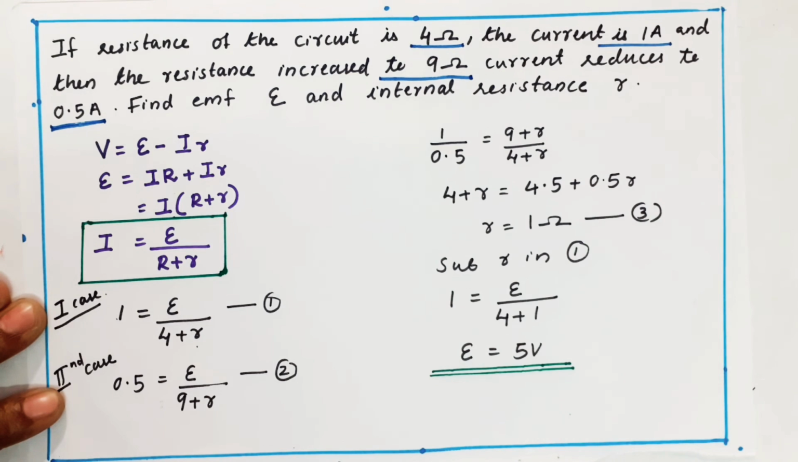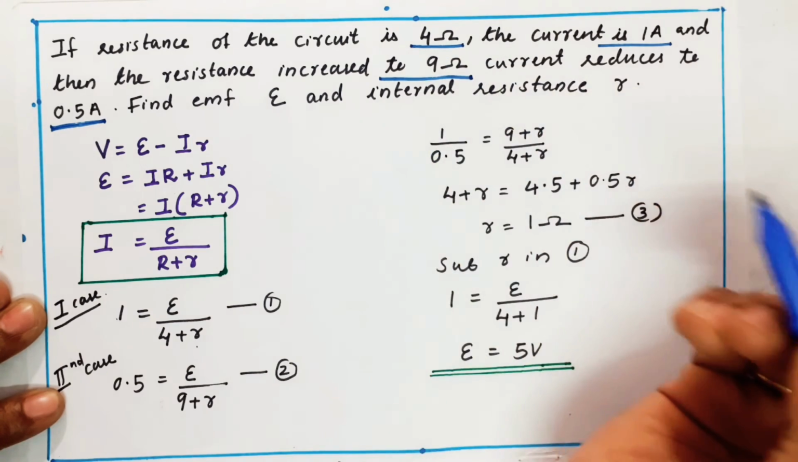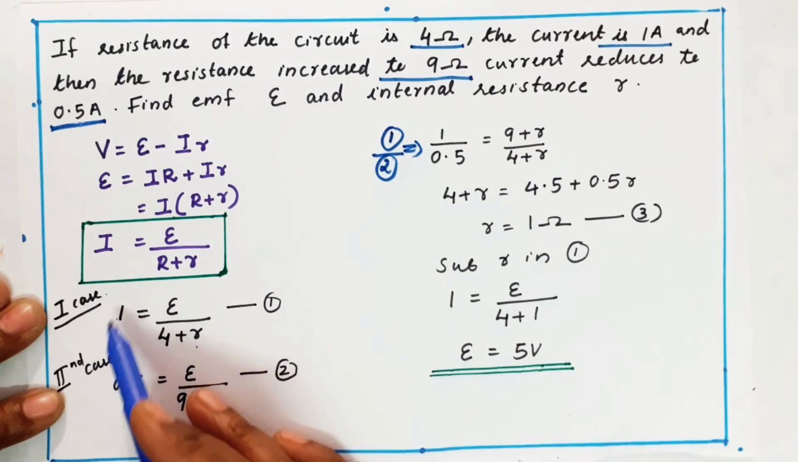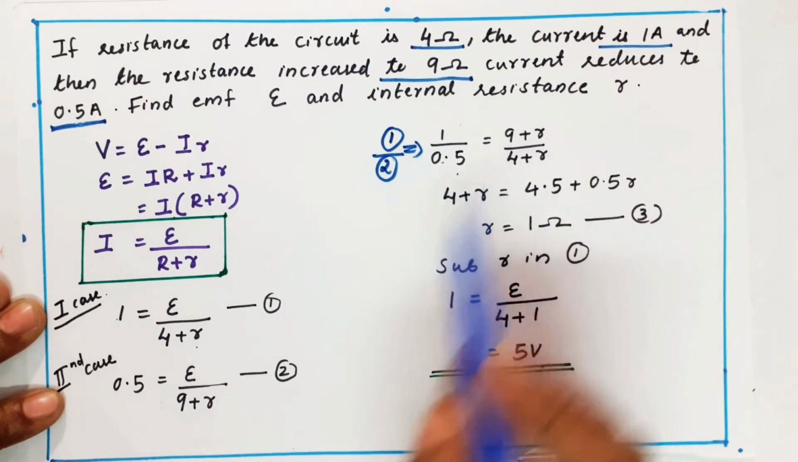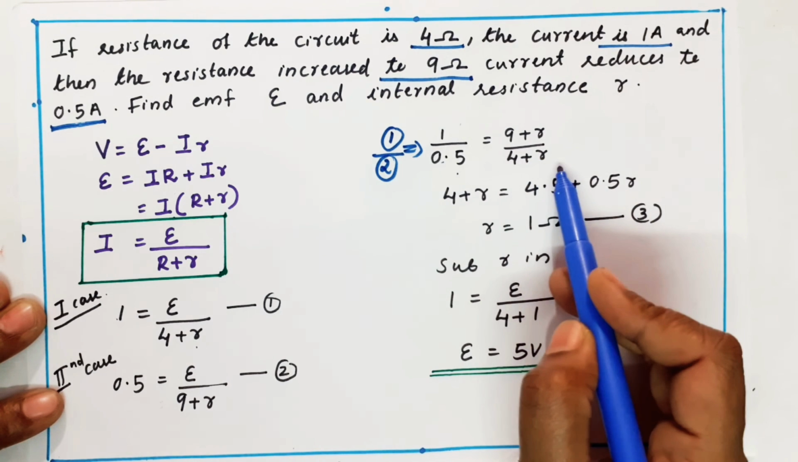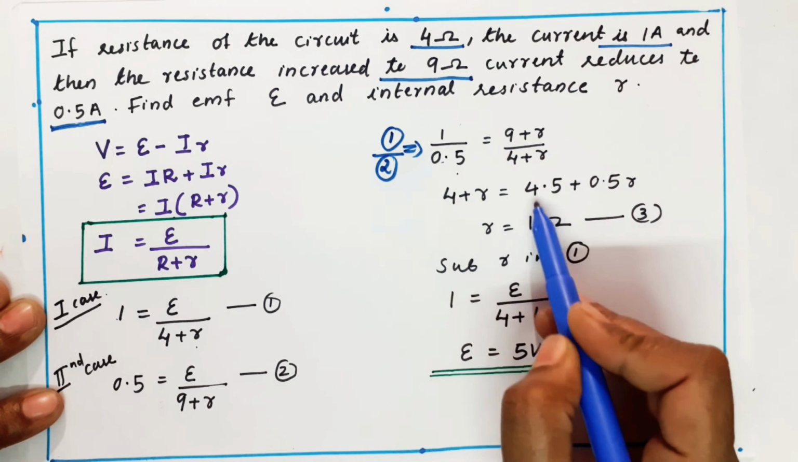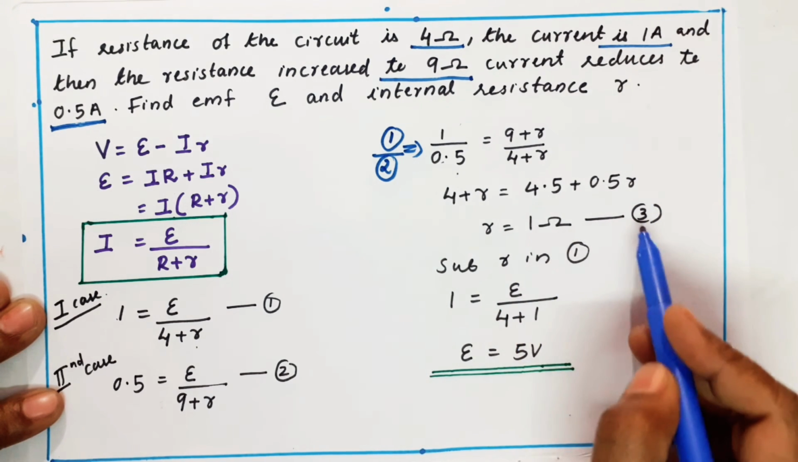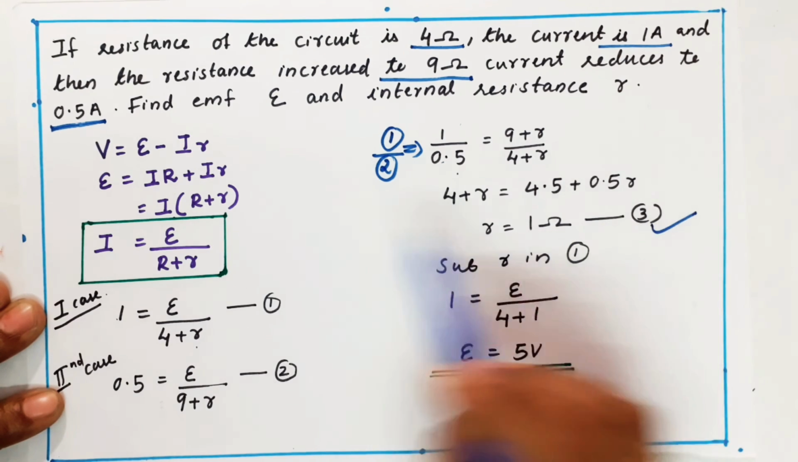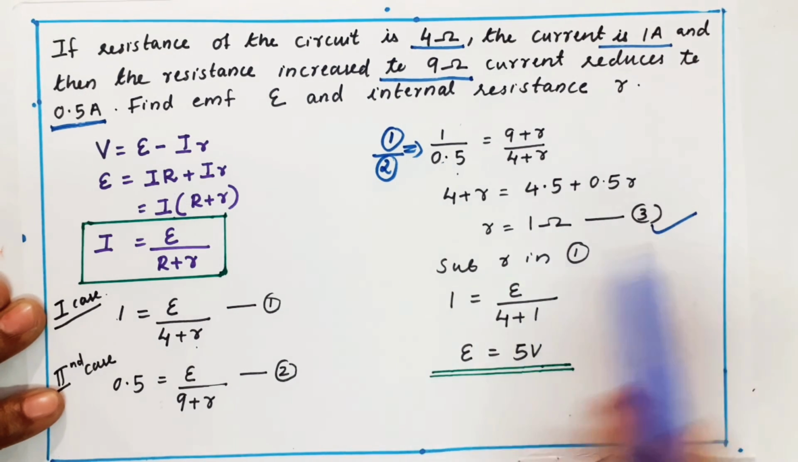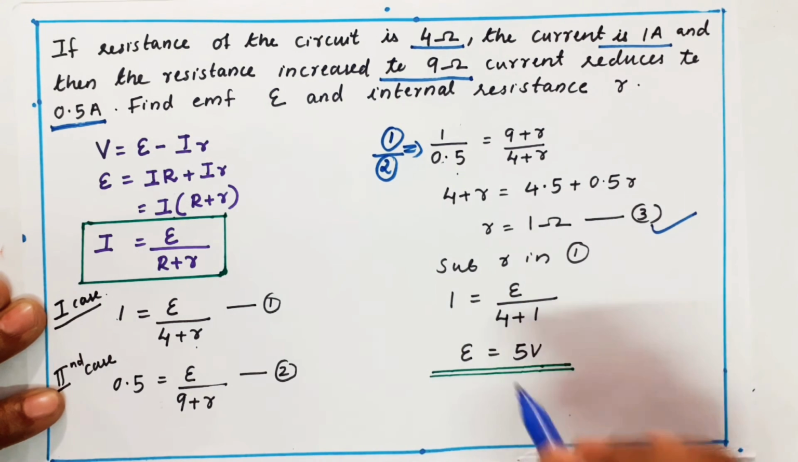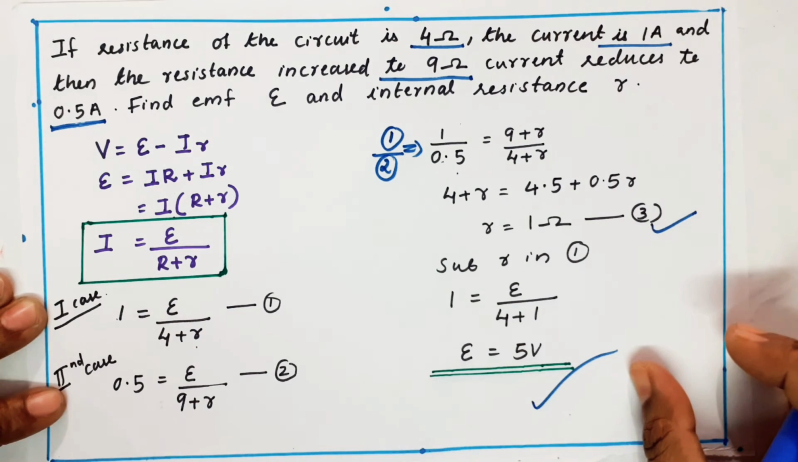After getting these two equations, you should cancel E and E. Divide equation 1 by equation 2. So it will be 1 divided by 0.5 equals 9 plus r by 4 plus r. Cross multiply: 4 plus r equals 4.5 plus 0.5 r. So r equals 1 ohm. After getting the r value, substitute it in any of the equations. I substituted r in the first equation: 1 equals E by 4 plus 1. So we get the answer E as 5 volt.